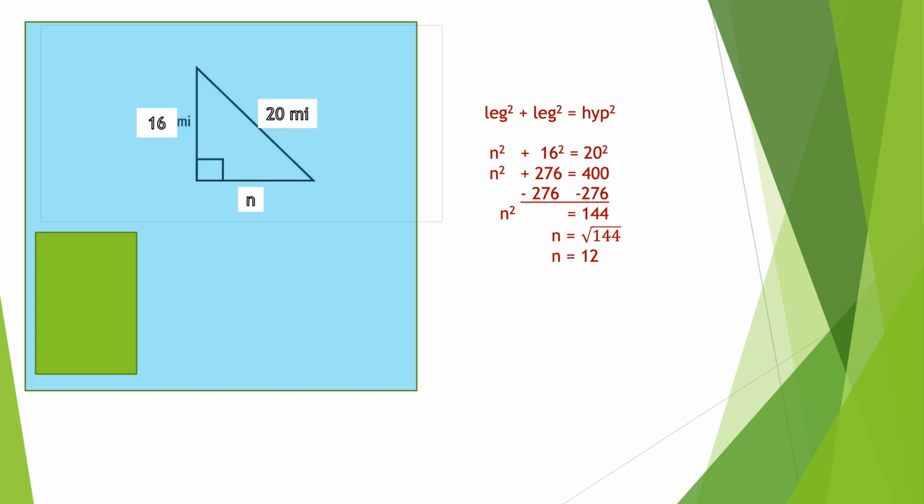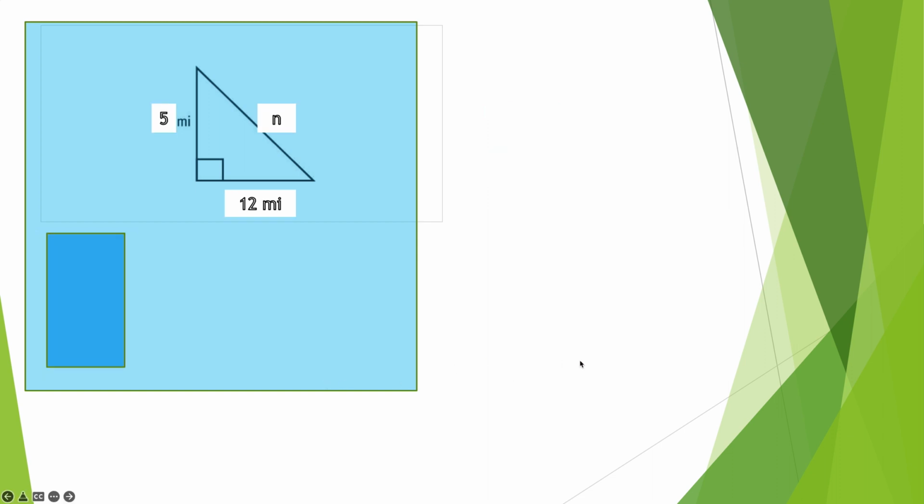Now, sometimes students mistakenly believe that you always add or you always subtract. No, what you always do is identify where the hypotenuse is and what the 2 legs are and plug them into the equation. The equation will take it from there. Your turn.